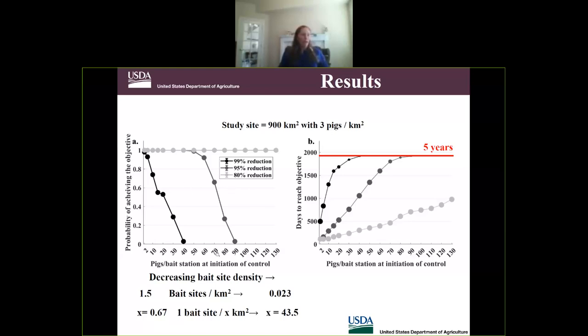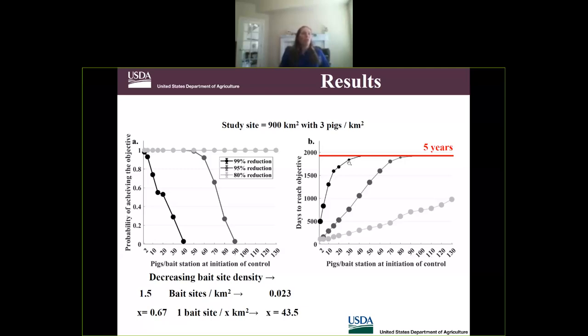And so we can see that pretty quickly, if you're shooting for near elimination, you're not able to achieve the objective within 5 years if you start using a not very dense deployment of bait sites. Whereas if you're only shooting for 80% reduction, you can reach your objective pretty consistently across a range of different bait site densities. And then this plot here just gives you an idea of how long that will take according to the different bait site densities.